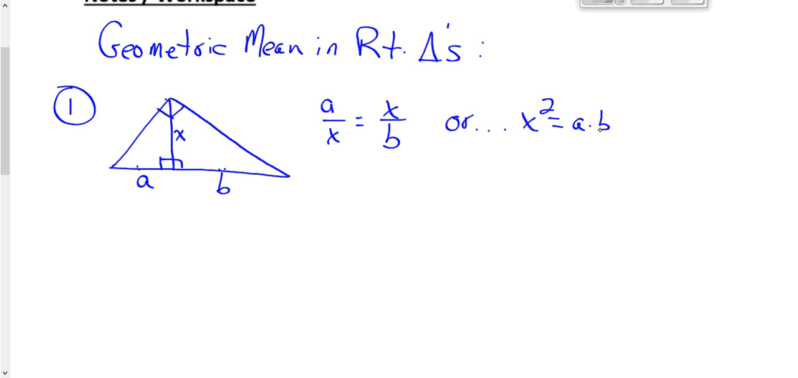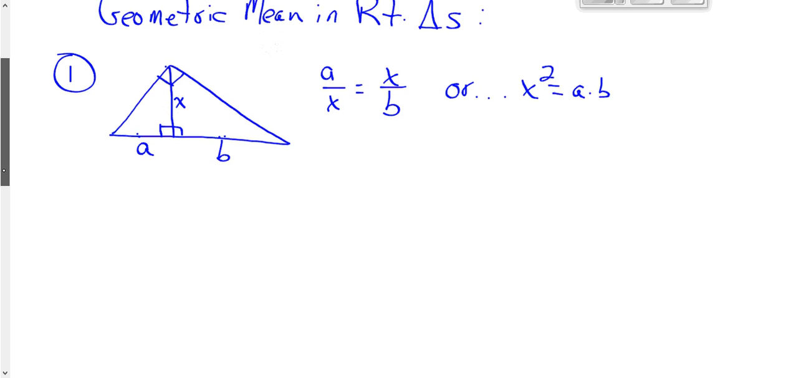But be careful. They might give you that the altitude is, say, 8, and ask you, well, what's the measure of this side? So if that's 8, we're not going to put X and X here. We're going to put 8 and 8, right? And the X will go somewhere else in there. That makes sense? Yeah, it will. Okay, that's the first case.